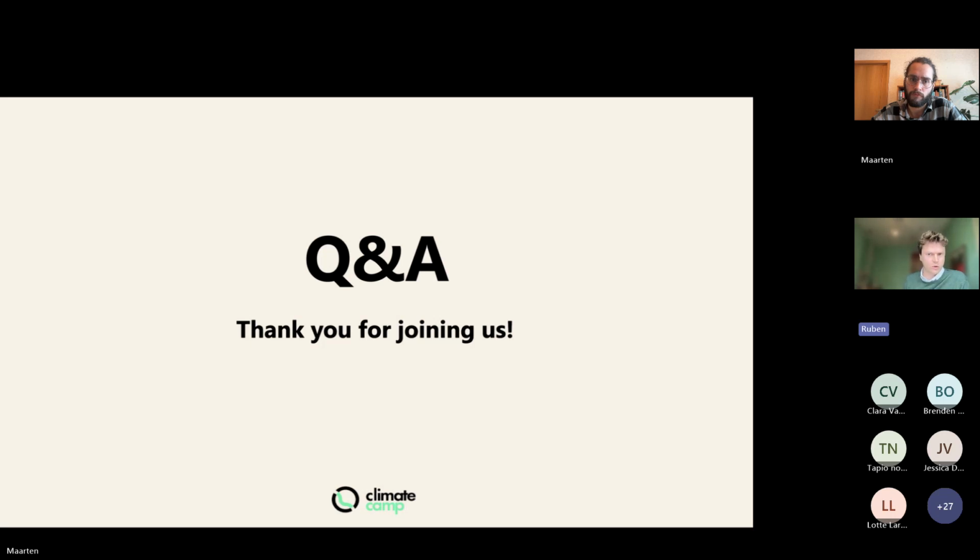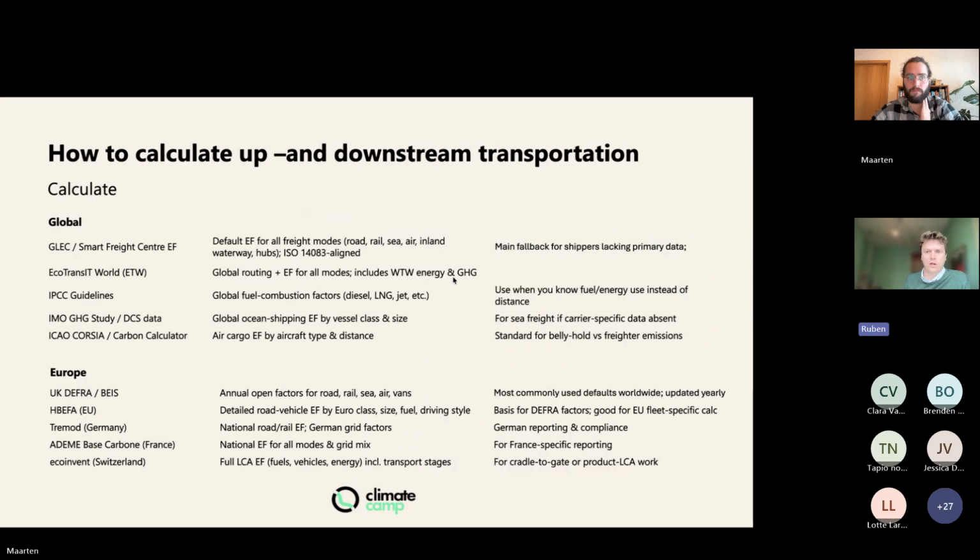What we see, or the reason why we use GLEC, is that it is the most internationally recognized emission factor database by the Global Council that is specifically on transport, where the UK Gov is maybe more Europe and UK focused. So it depends also a bit on where your value chain is allocated. It will be mainly in that region. It can be interesting to look at UK Gov as well.